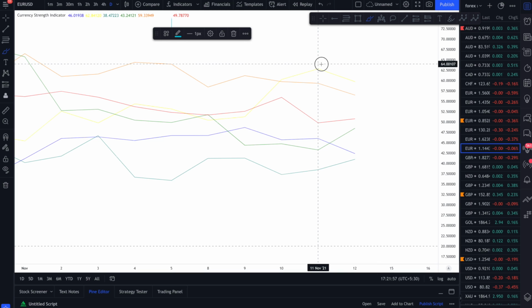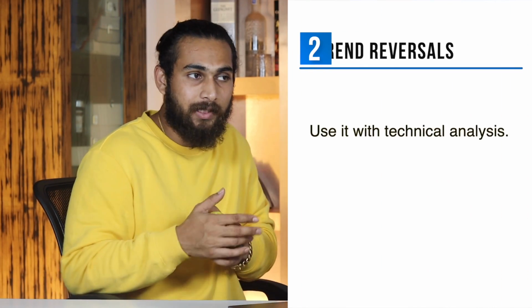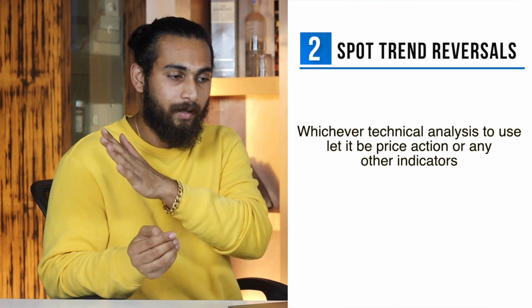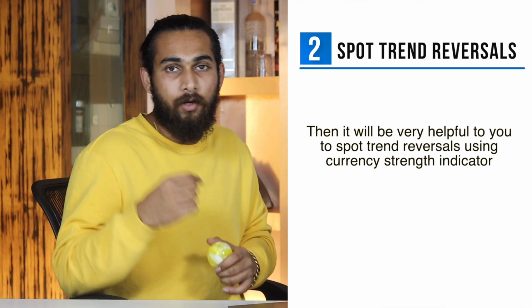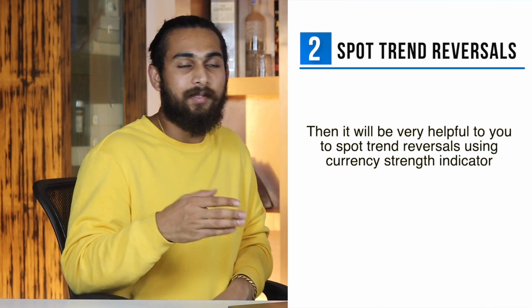Like over here you can see from this point that US dollar started to get weak, like the slope was up and then the slope turned down, indicating that US dollar is seeing some weakness. In the same way, the slope of this currency started to move up from this point. So if you can identify such points, and then use them with technical analysis, whichever technical analysis you use, let it be price action or any other indicators, then it will be very helpful to you to spot trend reversals using the currency strength indicator.